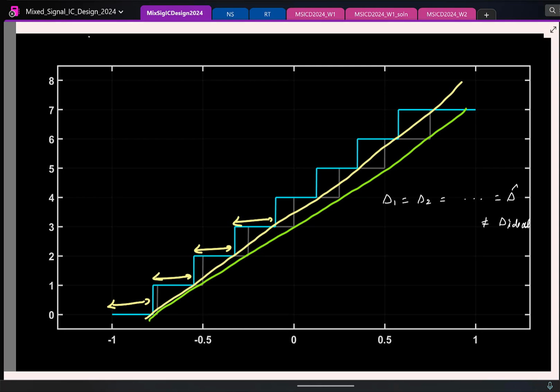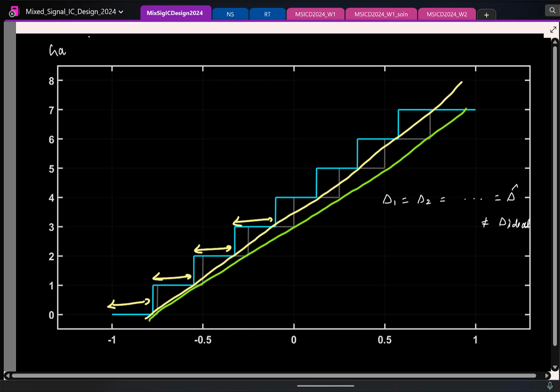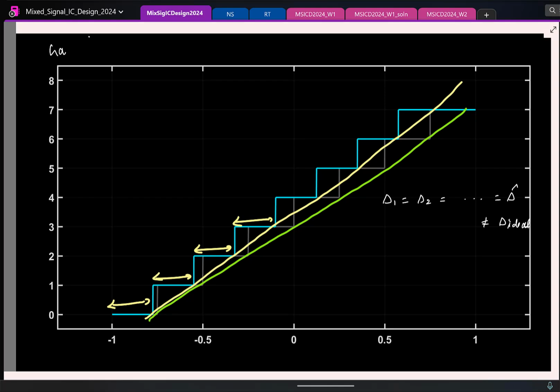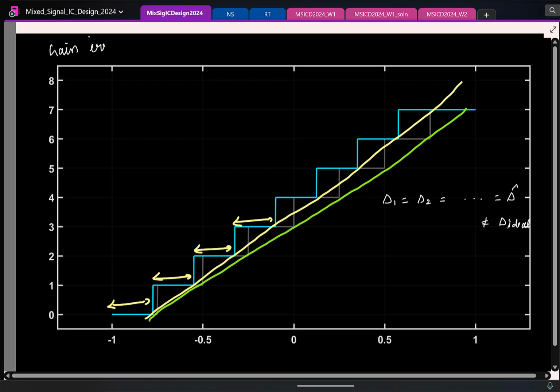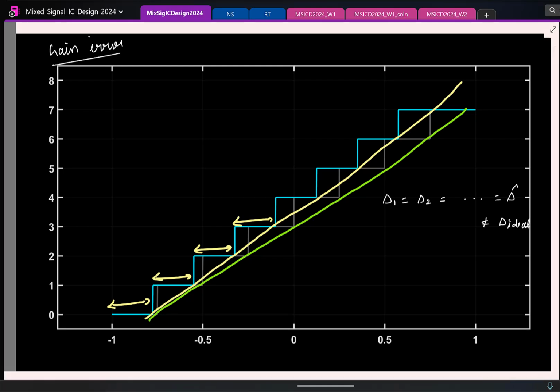Yeah, the slope is different. So the deltas are the same for all the codes, but that is not equal to the ideal code width. But this is not non-linear, right? This is a linear defect, and this is called a gain error, and this is not an issue at all. Just that the slope is different, right? So it doesn't mean that we have non-linearity here.